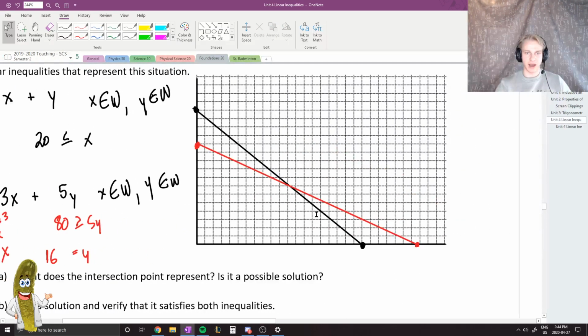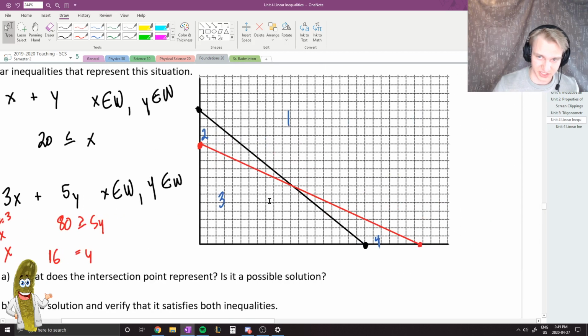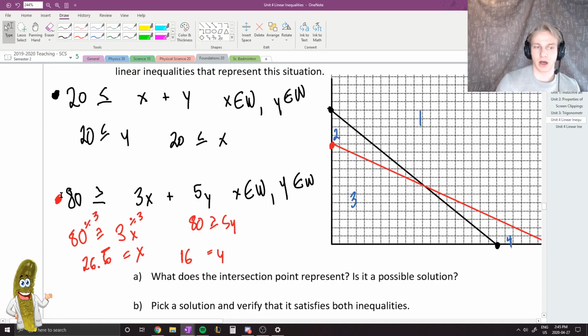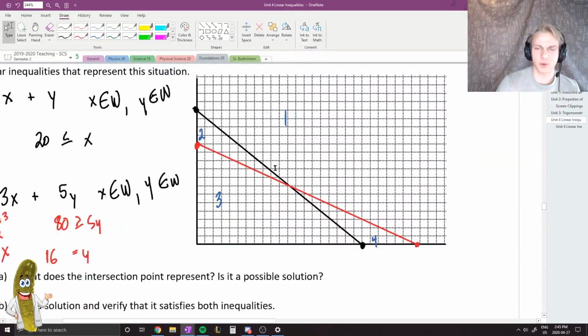Okay, so we have our two graphs, and now we have the same problem that we had previously. We can fit them in quadrant 1, quadrant 2, quadrant 3, quadrant 4. One of those 4 quadrants we can fit it within. Based on my knowledge of how I set up these equations, I'm going to say that quadrant 1 probably is not the correct answer. And here's why. I'm going to say that quadrant 1 is me spending more than $80.